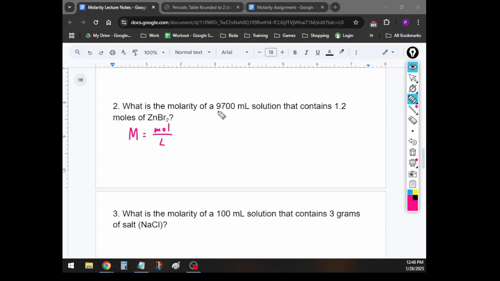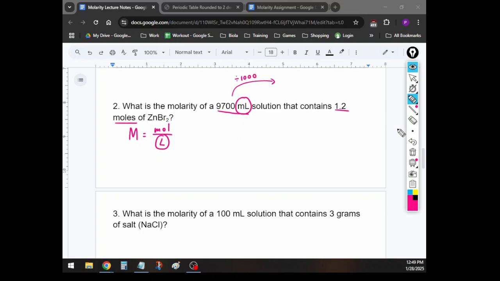Find the molarity of a 9,700 milliliter solution that contains 1.2 moles of ZnBr2. Okay. So we're going to plug in our numbers. But if you guys take a look at this problem, what's the issue that you guys see with this problem? It's in milliliters, but we need our number in liters, right? So we have to convert this into liters. The way that we do that, very simple, is you divide it by 1,000.